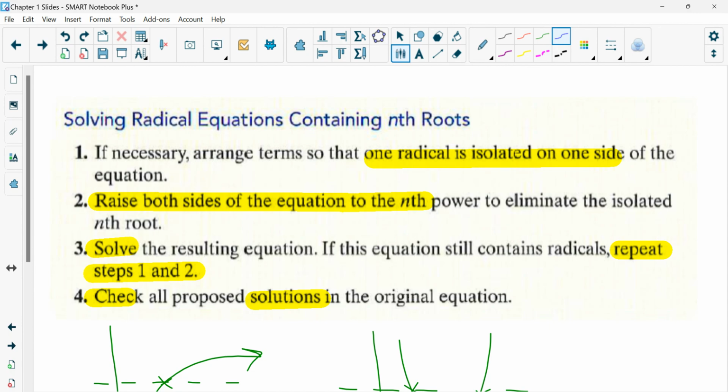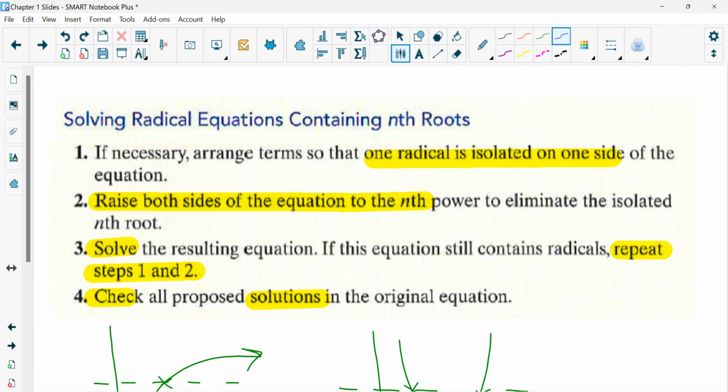Your second step is then we want to undo the radical. Today we're working strictly with square roots, but as we move on, we'll be working with cube roots or fourth roots. You're going to undo that radical by taking whatever power you need to. If we're undoing a square root, we'd square both sides. If we're undoing a cube root, we'd cube both sides. If we're undoing a fourth root, we'd take the fourth power of both sides. That would eliminate the radical on that one side.